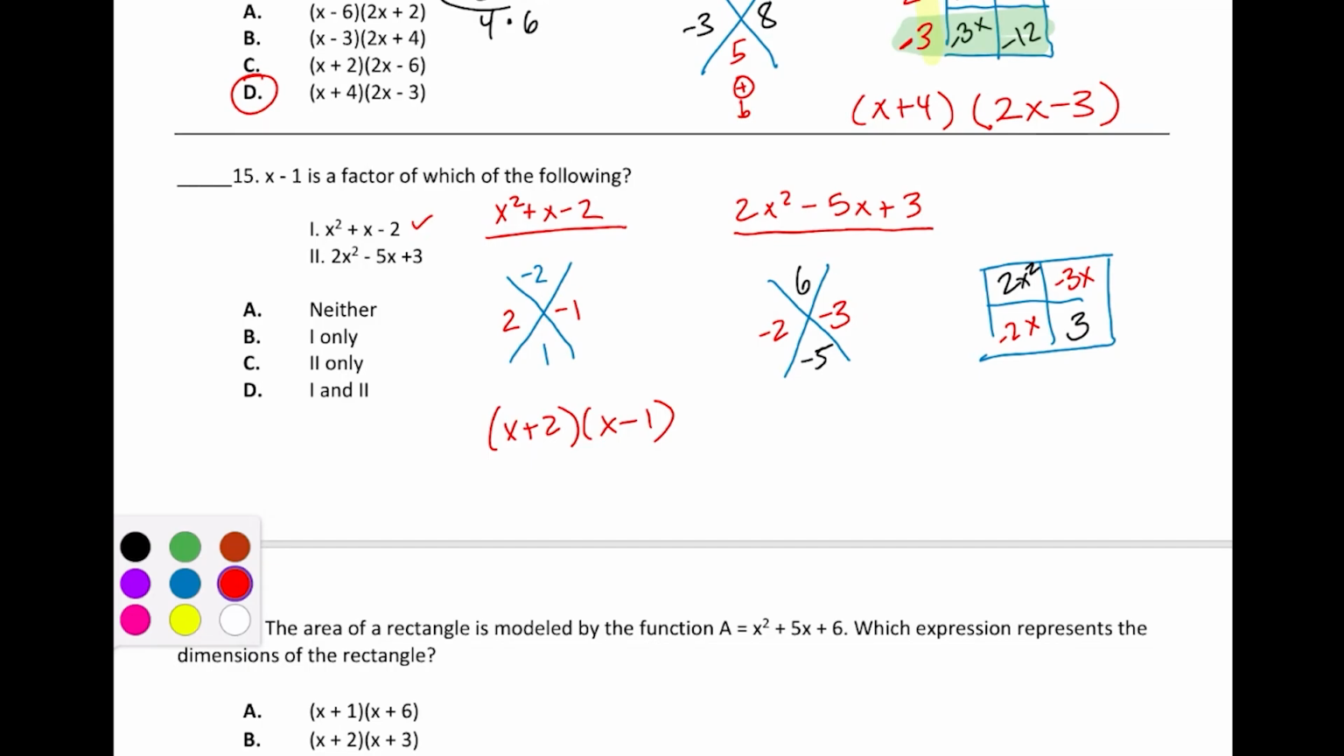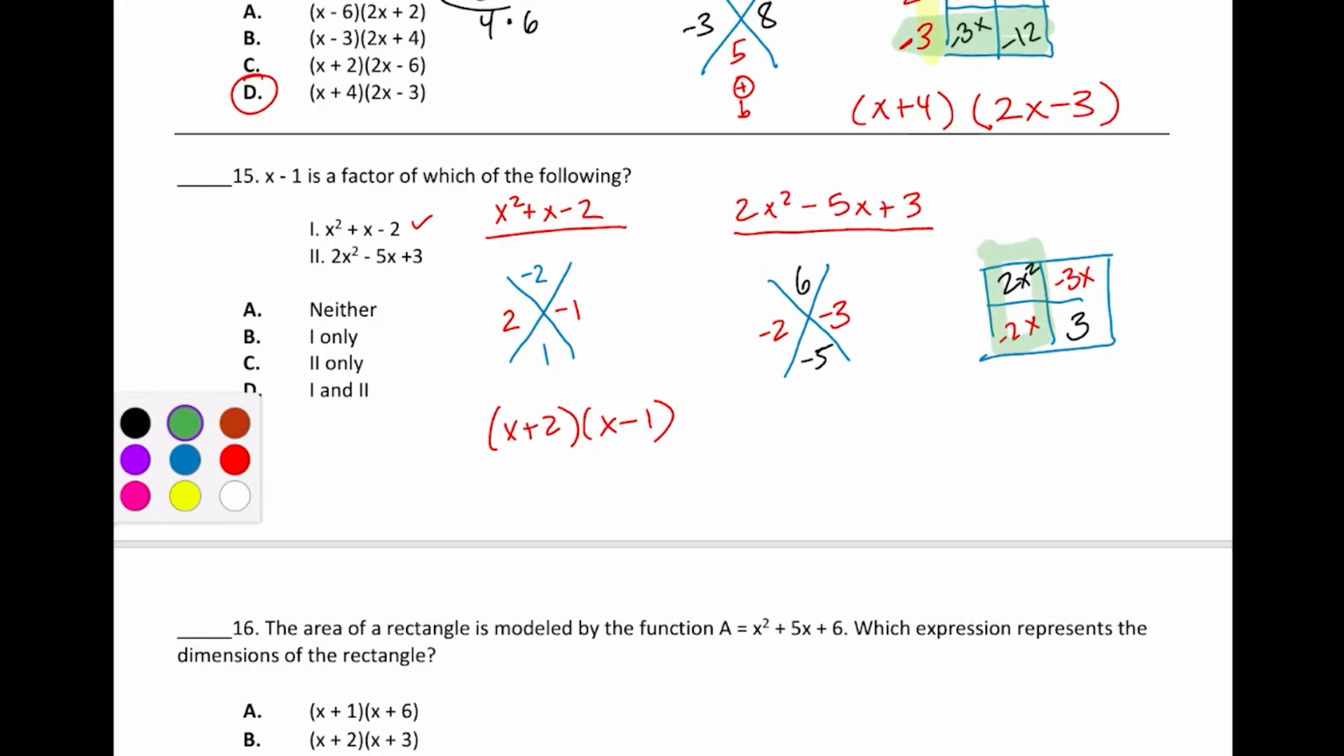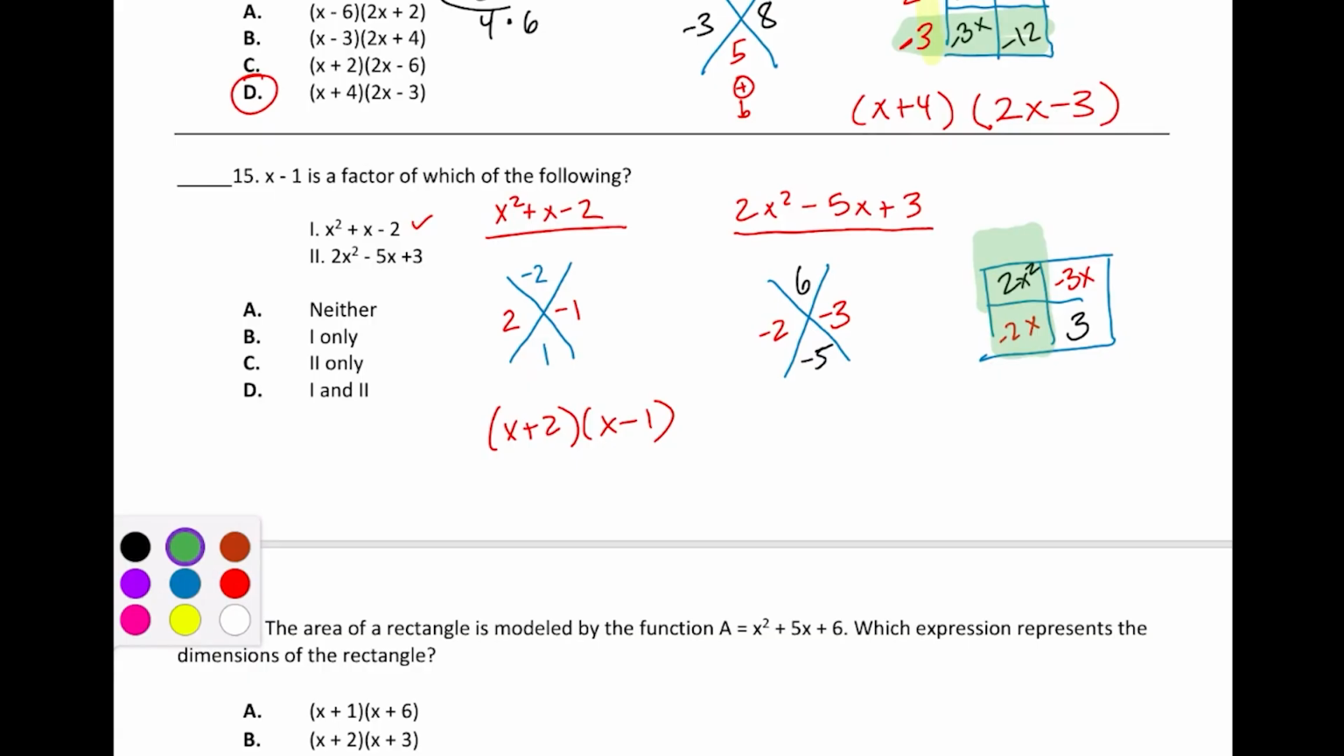Now we're going to look at the GCF of each column and each row. So that first column, the GCF, and maybe I should highlight this just to be clear. We're looking at this first column here for this area model. We need the GCF of both of these terms, and that's going to be 2x. Then we'll look at the second column.